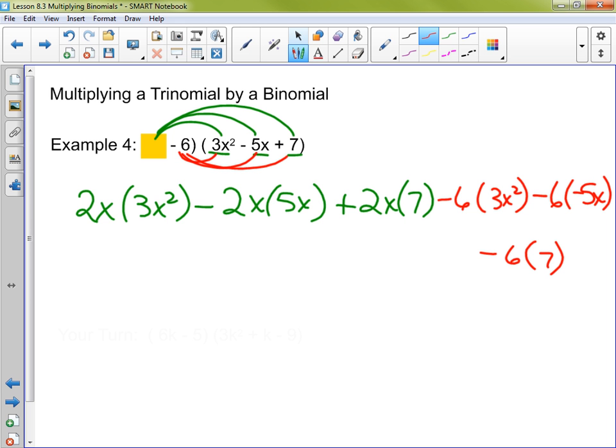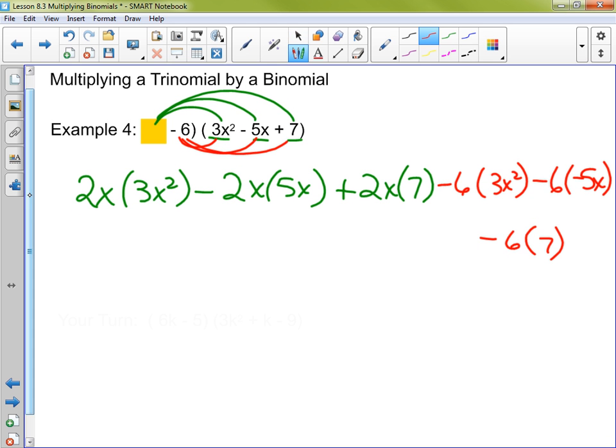So you have a whole bunch of terms to multiply together, but what you're going to find is a whole bunch of terms will end up being like terms, and it will make your final answer a little neater. So here we go. 2x times 3x squared. 2 times 3 is 6. X times x squared is x to the third. Next term is minus 2 times 5, which is 10. X times x is x squared. Plus 2x times 7 is 14x.